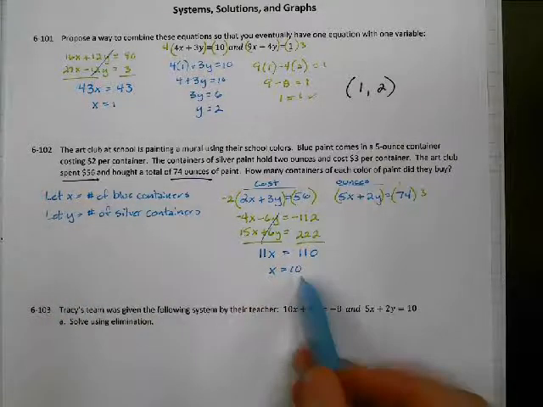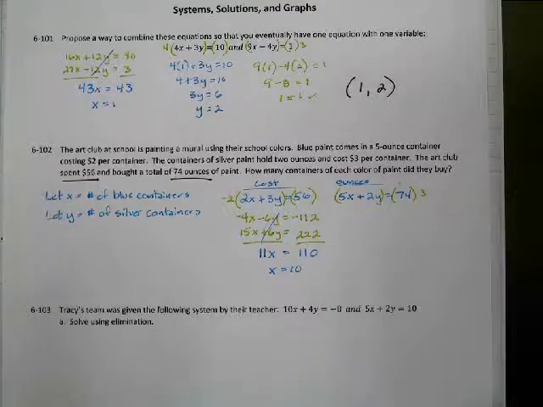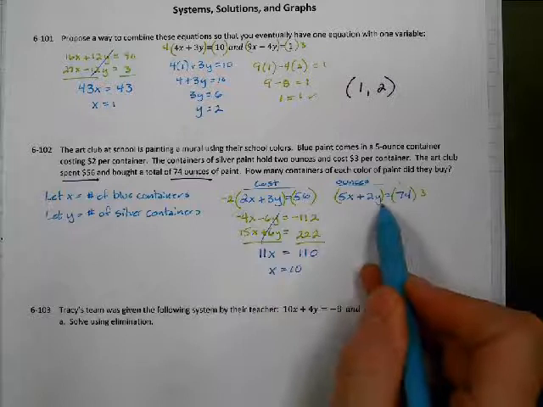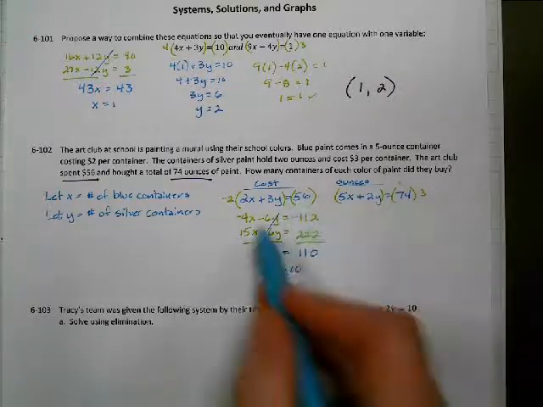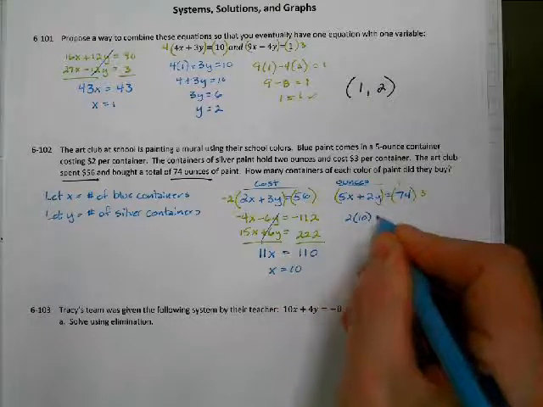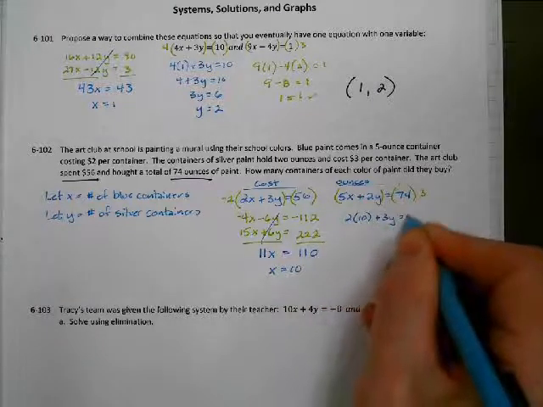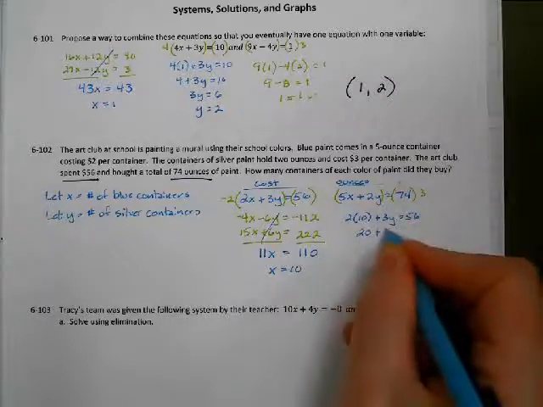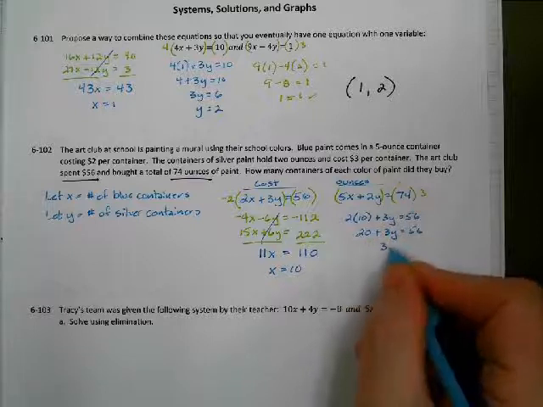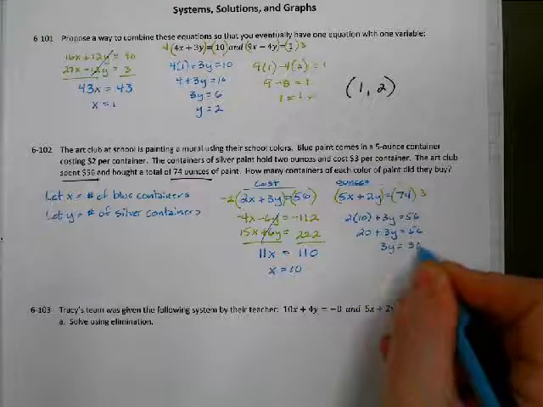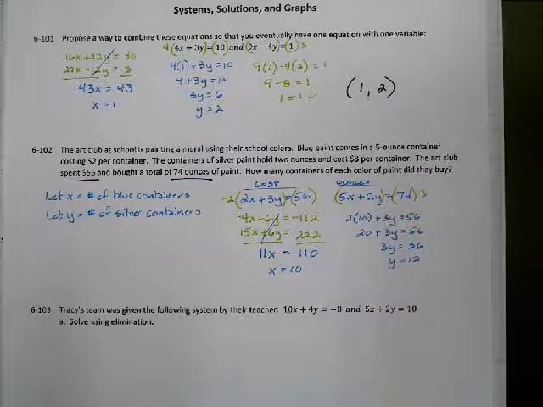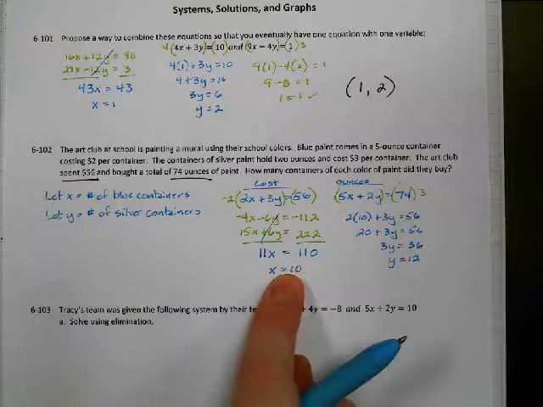And now we need to find out how much for the other one. So let's just plug it into this equation here. Remember, we always use our starting equations because we might have made mistakes somewhere else. All right, so we're going to do 2 times 10 plus 3 times Y equals 56. So this is 20 plus 3Y equals 56. I'm going to subtract 20 and get 3Y is equal to 36. Divide by 3, and Y is going to be equal to 12. Okay, so I think there's 10 blue containers and 12 silver containers.